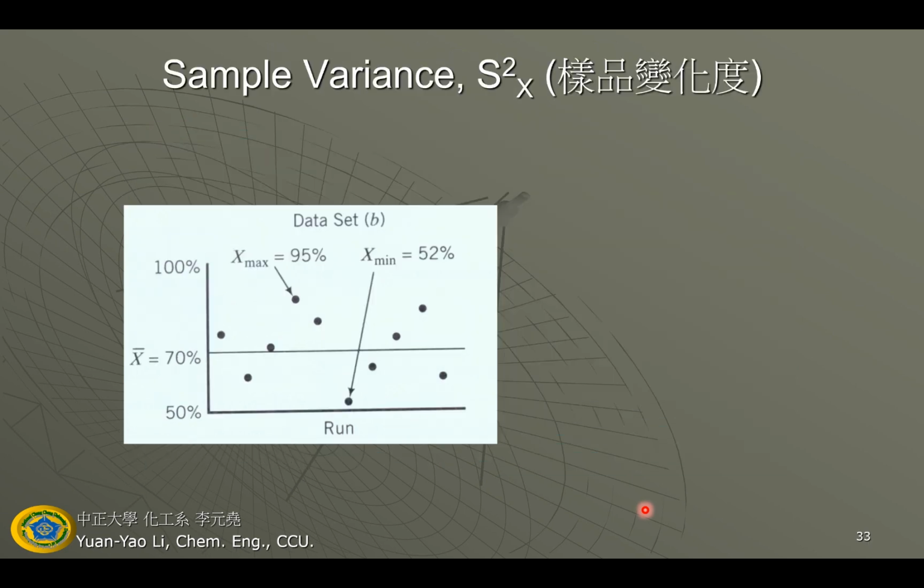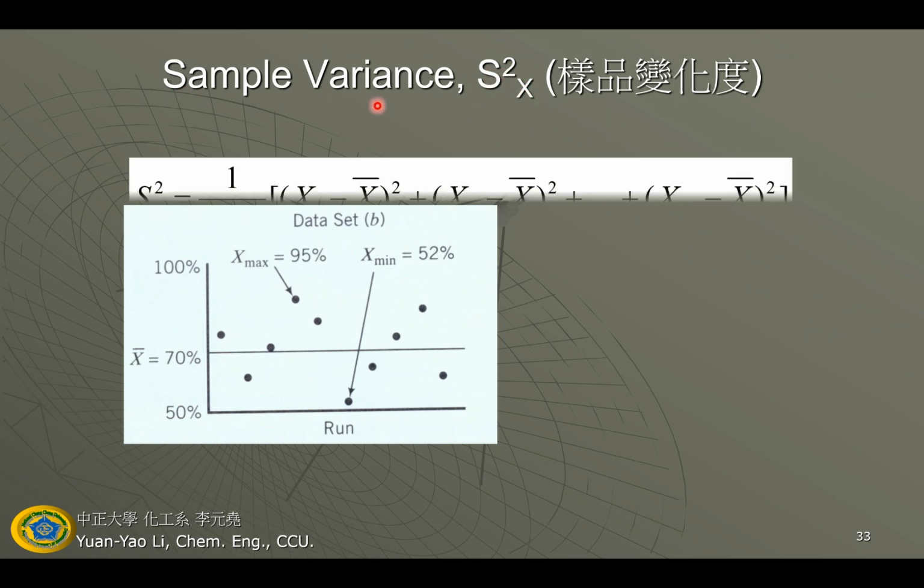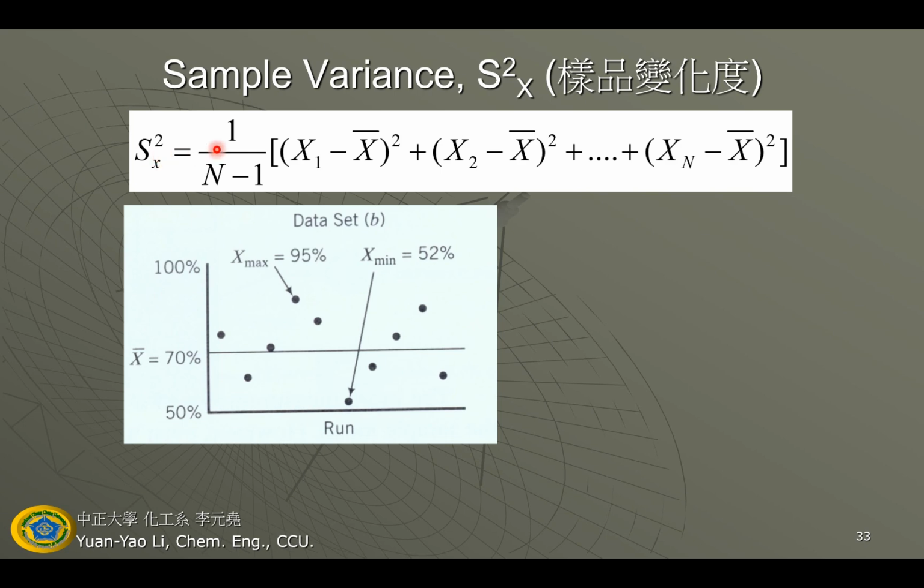However, is the range the only way to describe the differences? No, there is another method called sample variance. We use s squared x to represent sample variance. Sample variance is very easy, as you learn. I think you might have learned this in high school.